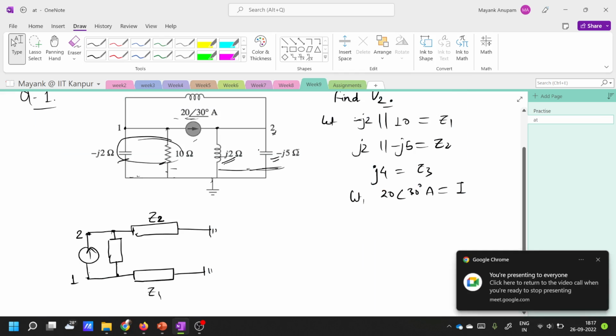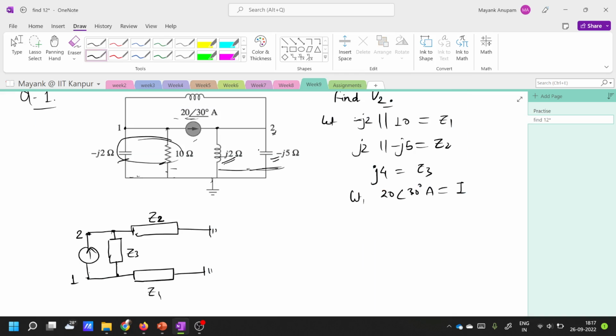Okay. So this is Z3. Fine. So now we have to find out the node voltage V2. This is V2. Let's say this is V1. With respect to this reference, right? So the reference is already provided in the question. This is ground here. With respect to this ground, the reference is treated as 0 volt, right? This is 0 volt. With respect to this 0 volt, what is the node voltage V2?